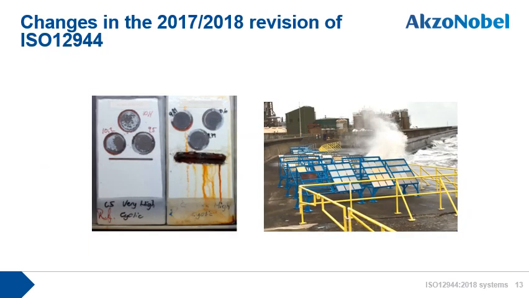The pictures on this slide are an example of one of our systems being evaluated in accordance to the new revision of the standard. On the left is a photo of panels of the system after undergoing the cyclic corrosion test for C5 very high durability. And on the right are some panels of the same system being tested at a coastal exposure site that we have here in the UK.